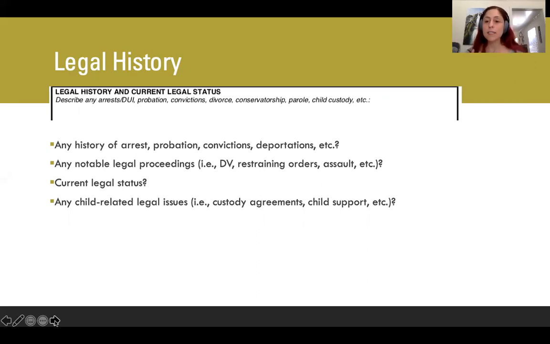Current legal status is kind of an iffy one. If you do have a client who's undocumented, you may want to refrain from putting that in your assessment in the event that your records were ever subpoenaed. But follow up with your supervisor, find out what the agency prefers for you to do in that case.